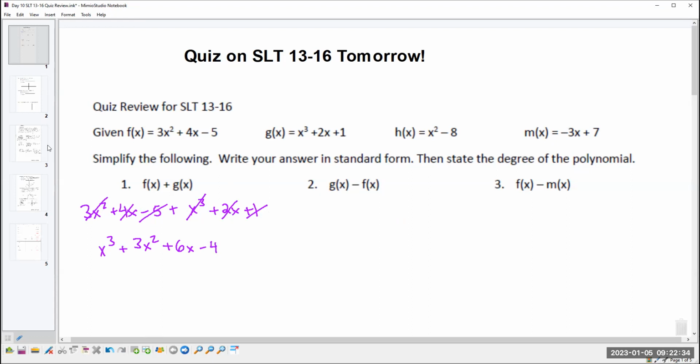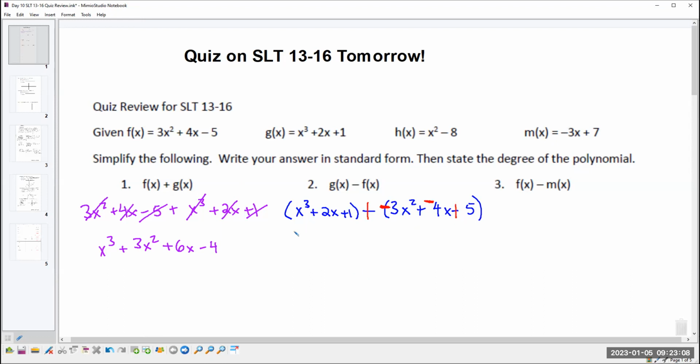All right, number 2, g of x minus f of x. Because this is subtraction, I am going to write this with parentheses. And then minus f of x. I want to make sure I remember to subtract everything. So what I'm going to do, and you're going to see I'm going to do it in red, I'm going to distribute this negative sign. And what I'm going to do is I'm going to make this a plus, and then this is going to become minus 3x squared minus 4x and plus 5.